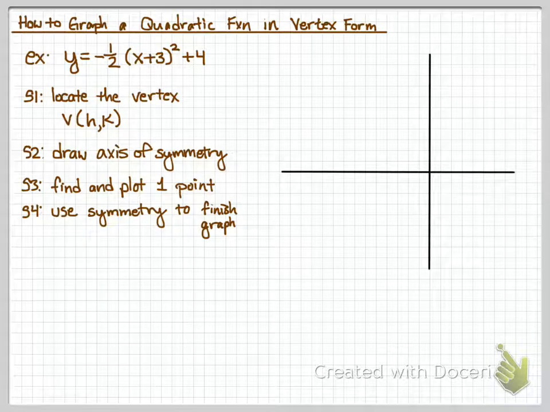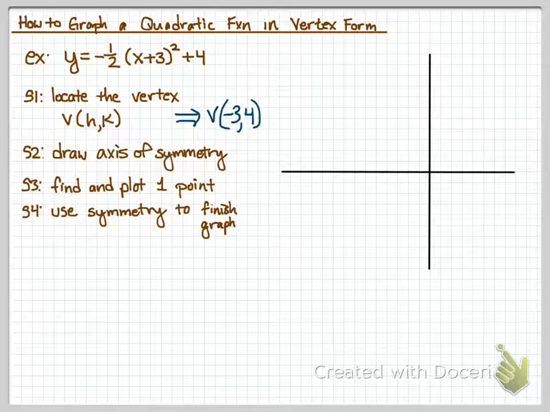Okay, so here's our Cartesian coordinate plane. Step 1, let's locate the vertex. For us, the vertex is (-3, 4). So in the parentheses, you've got to find out what's going to make it 0. -3 will cancel out with a +3 if you plug that in for x. So it's usually the opposite. We're looking for x. We're not looking for the +3. So the x has got to be -3 to cancel out the +3.